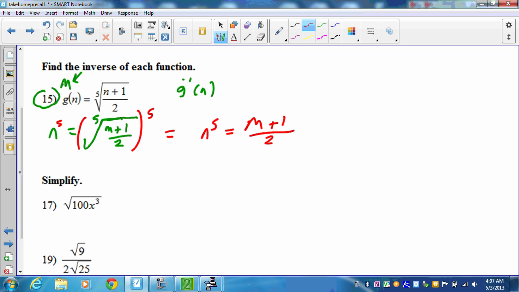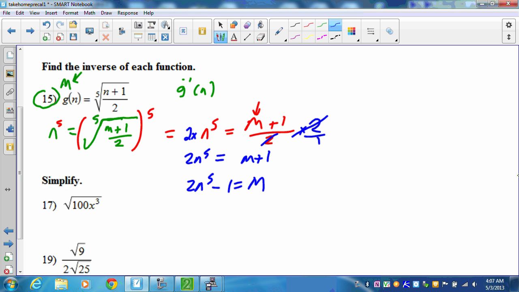And solving for m, remember that's what we're trying to solve for, so we multiply both sides by 2, and we get 2n to the fifth. Of course that cancels, and you get m plus 1. So we're simply going to take 2n to the fifth minus 1 equals m. So to keep it back in the regular notation, since we made a little substitution here, we're going to just write this back here. So, good luck with that one.